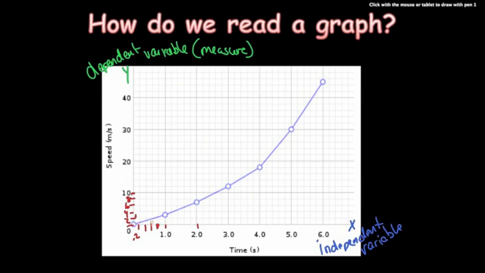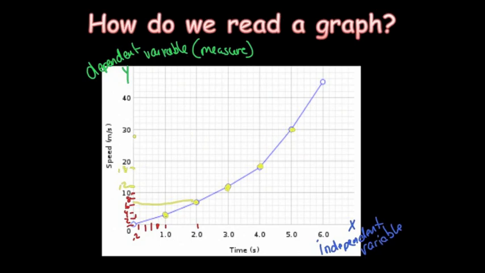This graph tells us that at the 1 second mark, you're going between 2 and 4 meters per second. So you're going about 3 meters per second at the 1 second mark. At the 2 second mark, you follow it across, you look at the left, try and go straight as possible. You're going about 7 meters per second. At the 3 second mark, you're going 12 meters per second. At the 4 second mark, you're going 18 meters per second.